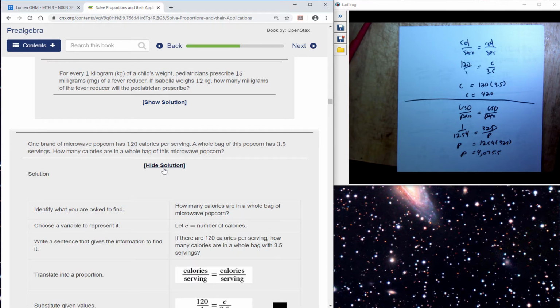One brand of microwave popcorn has 120 calories per serving. A whole bag has 3.5 servings. How many calories in a whole bag? So we have calories to servings, calories to servings. 120 for one. 3.5 has how many calories? So I can cross multiply and divide. I have 120 times 3.5. I have 420.